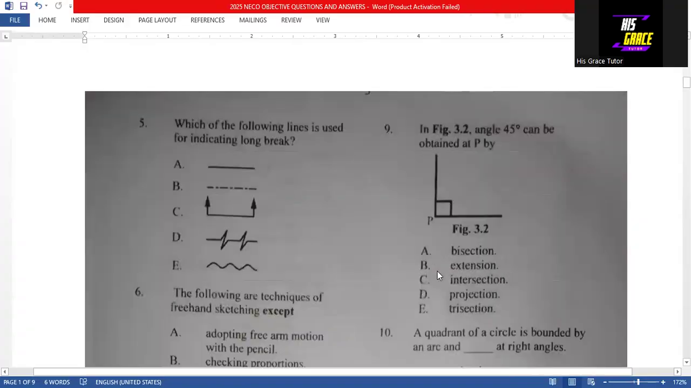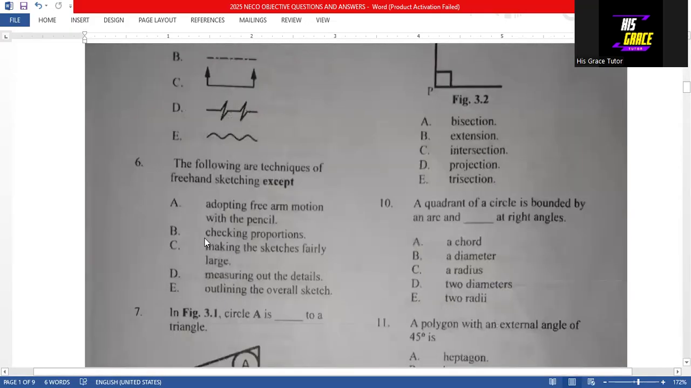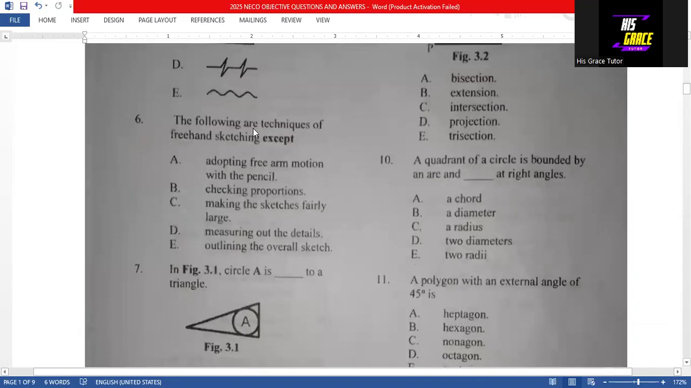Then move to question five. Which of the following lines is used for indicating long break? So this gives us the answer. That is option D. This is a thin continuous line with short zigzag. So option D is the answer to question five. Then question six. The following are techniques of freehand sketching except measuring out the details. So option D is the answer to question six.